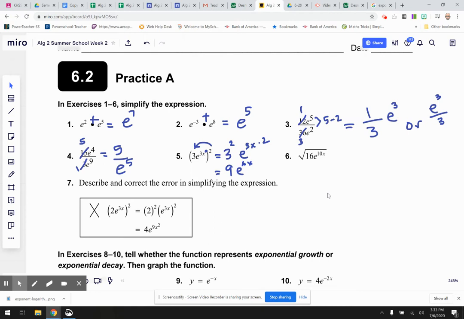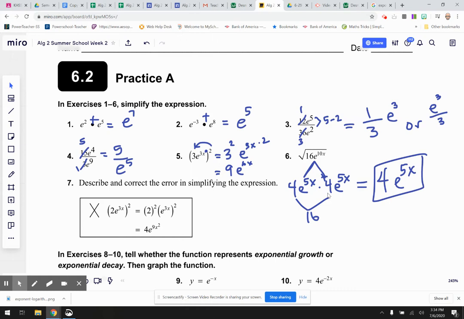Now if you look at number 6 here, let's see what we got here. We've got a perfect square. I know it doesn't look like it, but you've actually got 4e to the 5x times 4e to the 5x. Because the 4 times the 4 is the 16. And then when you have the same base, you're going to end up adding those exponents, which is going to give you that 10x. So your answer is just 4e to the 5x. That is what you would have to multiply by itself to get that square root.